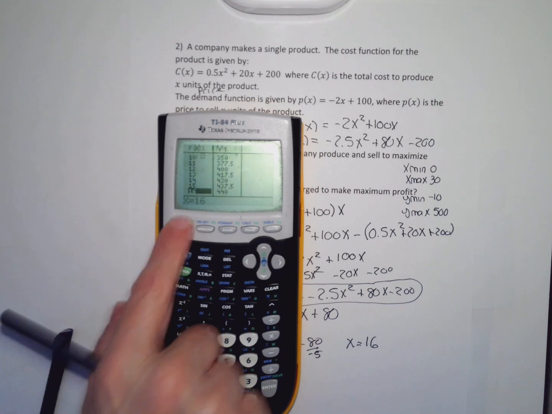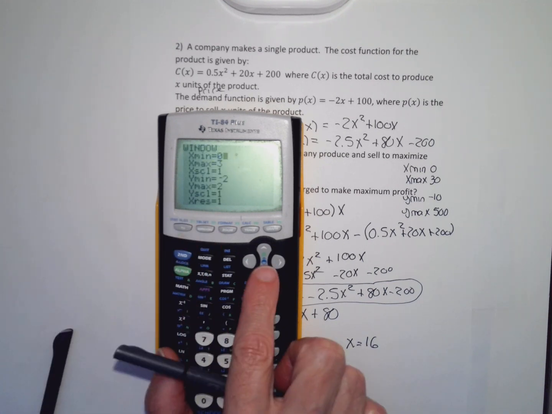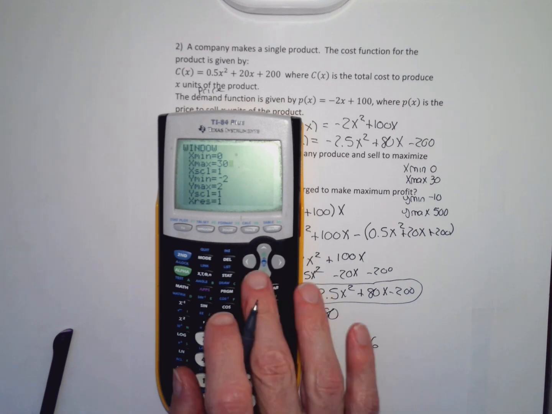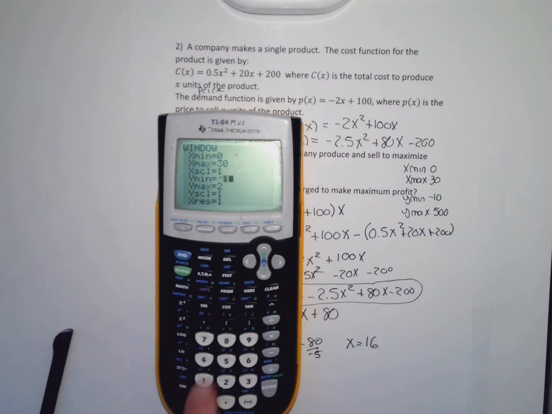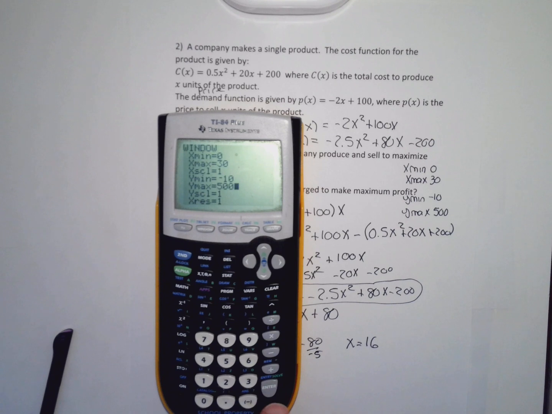So I have my function in, hit my window button, 0 units for the minimum number of units, anything bigger than 16 for the maximum, and then the y's are the profit. Negative 10 would be a loss. I'm not worried about losing. I'm trying to maximize profit here. I'm going to probably have positive, and then 500. And now let me just graph this.